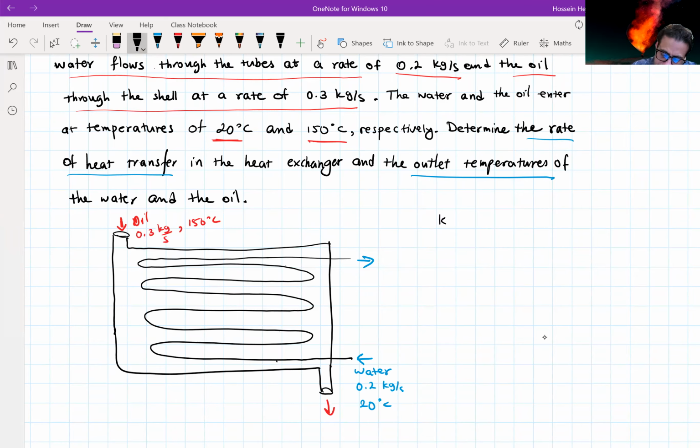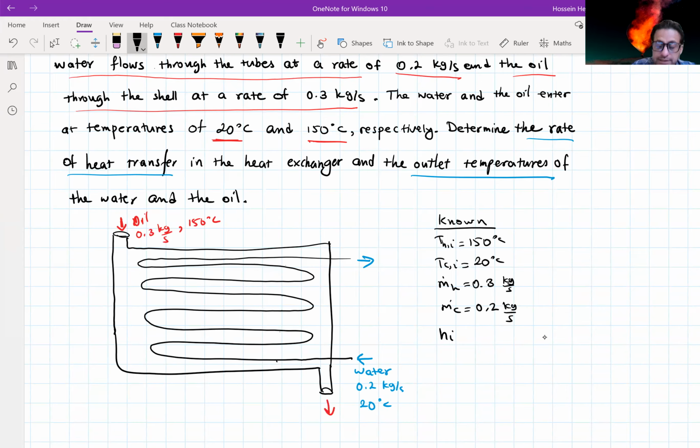The known parameters are the inlet temperature for the hot, 150 degrees C, and the inlet temperature for the cold, 20 degrees C. We know the mass flow rate of the hot, 0.3 kilogram per second, and the mass flow rate for the cold, 0.2 kilogram per second. And what else do we know?